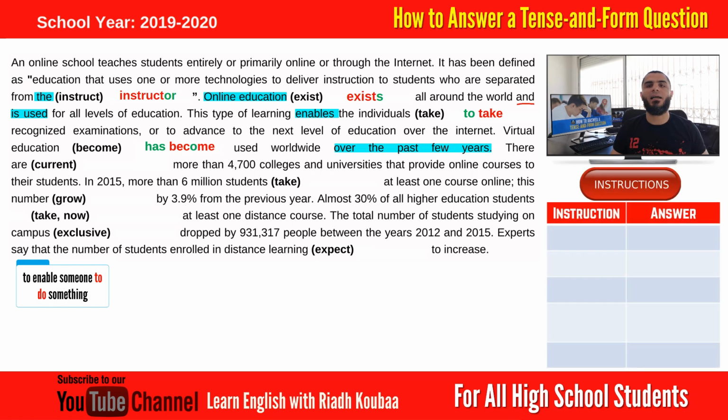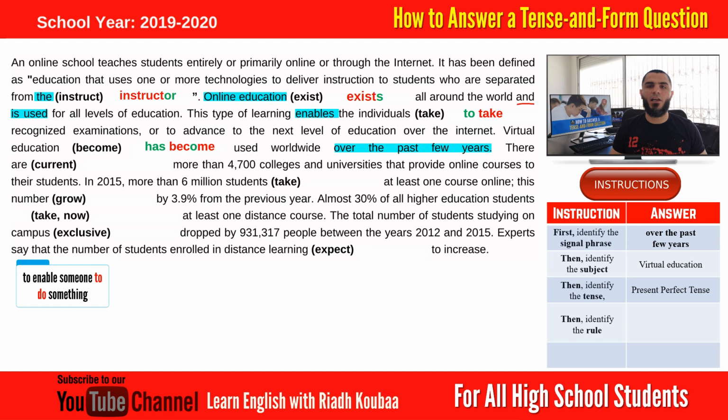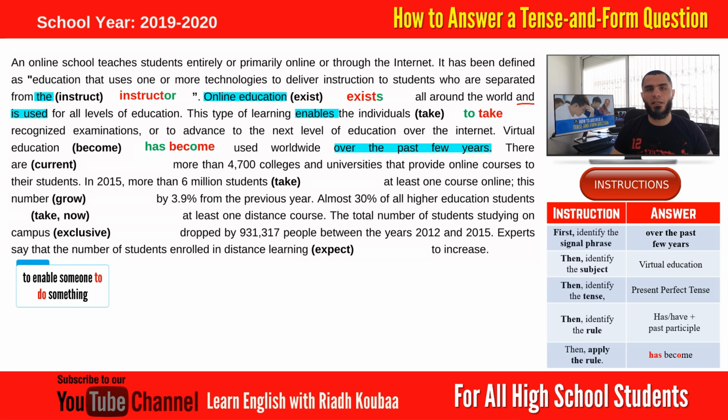Again, let's apply these rules we've talked about earlier to make sure we get the full mark. First, identify the signal word or phrase. So the signal phrase here we have is over the past few years. Then identify the subject, which is virtual education and which comes in the singular form. Then identify the tense, which is the present perfect tense. Then identify the rule of the present perfect tense when the subject is singular, has plus past participle. Then apply the rule, virtual education has become. Easy, right? Let's carry on then.